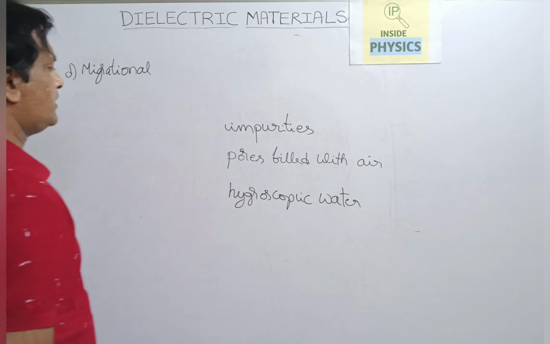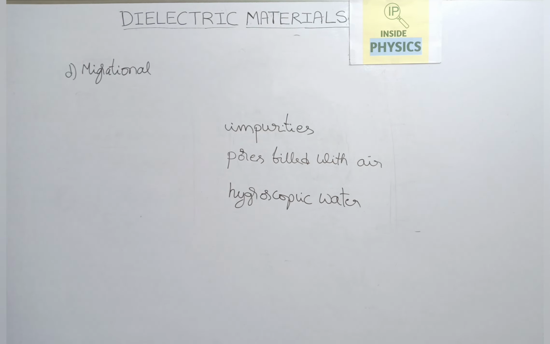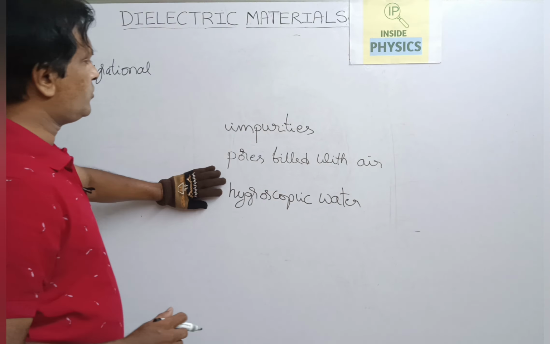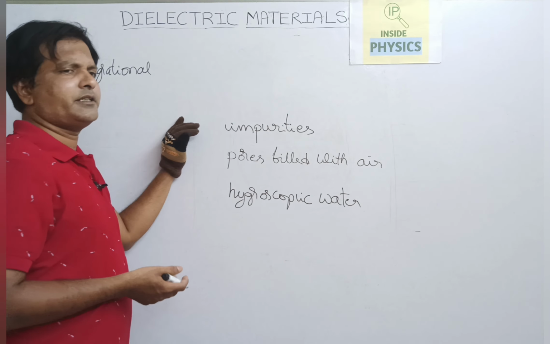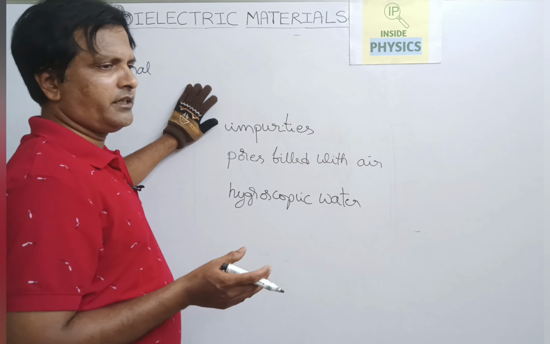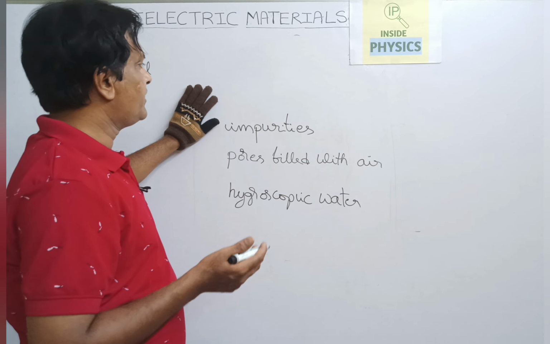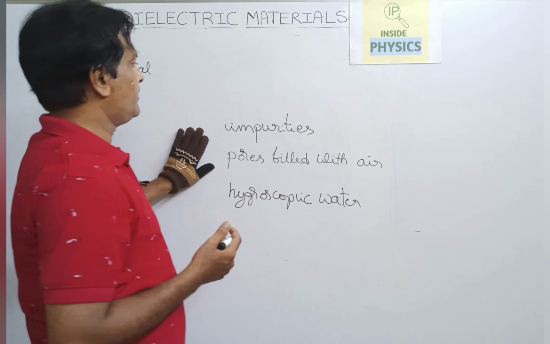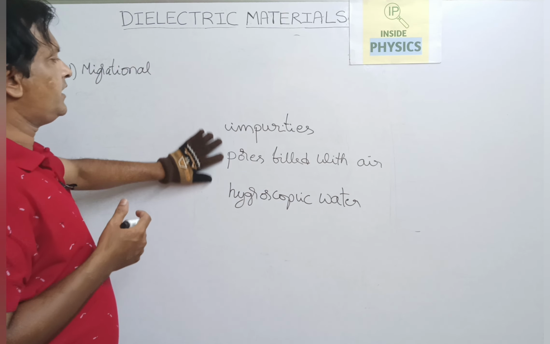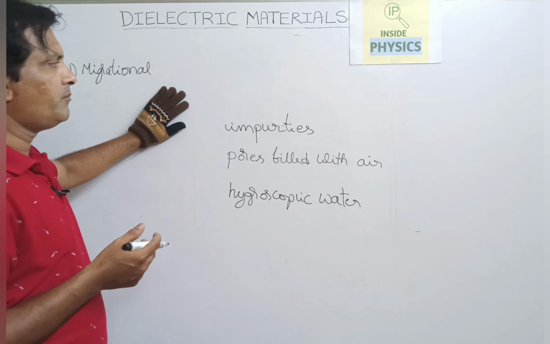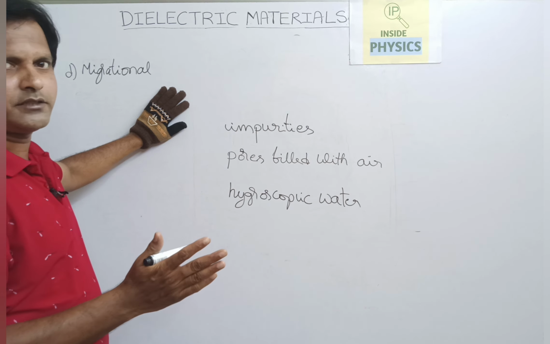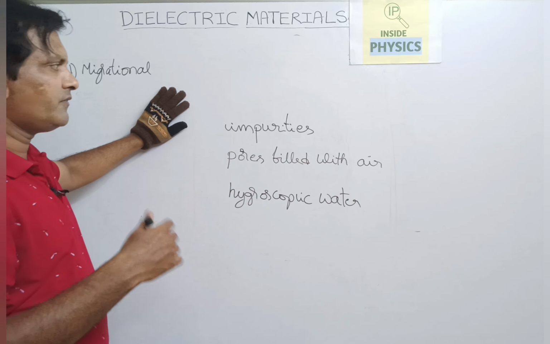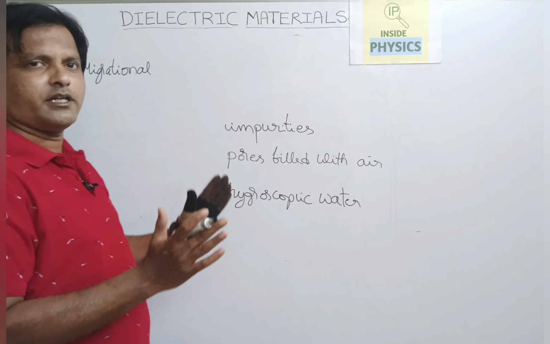So this is also considered to be one of the impurities. These three, impurities, pores and hygroscopic water, any one of them is considered an impurity, and especially they behave like an impurity in a homogeneous dielectric material. What do these three do for a homogeneous material? They change the electrical properties in different phases, at different temperatures and in different directions.